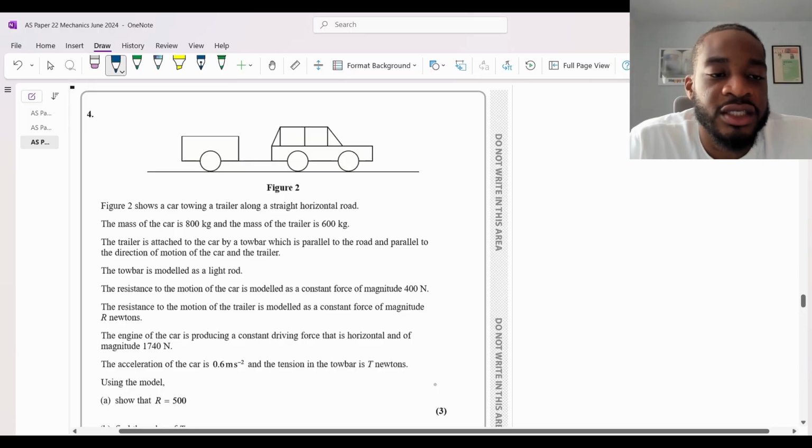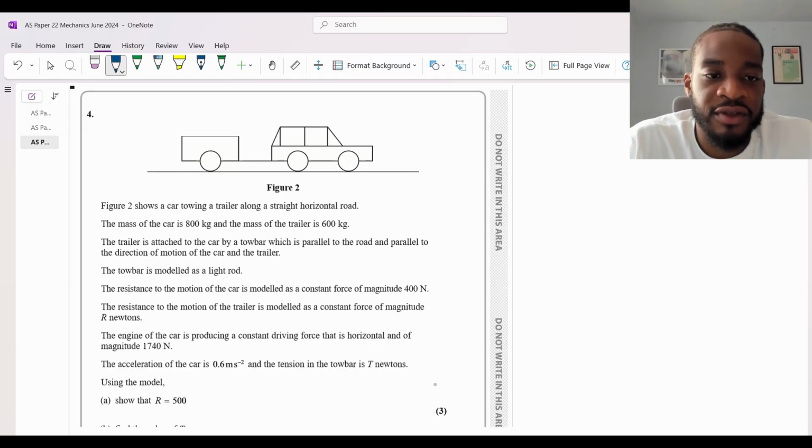Okay, so question 4 says, Figure 2 shows a car towing a trailer along a straight horizontal road. The mass of the car is 800 kilograms and the mass of the trailer is 600 kilograms. The trailer is attached to the car by a tow bar, which is parallel to the road and parallel to the direction of motion of the car and the trailer. The tow bar is modeled as a light rod.